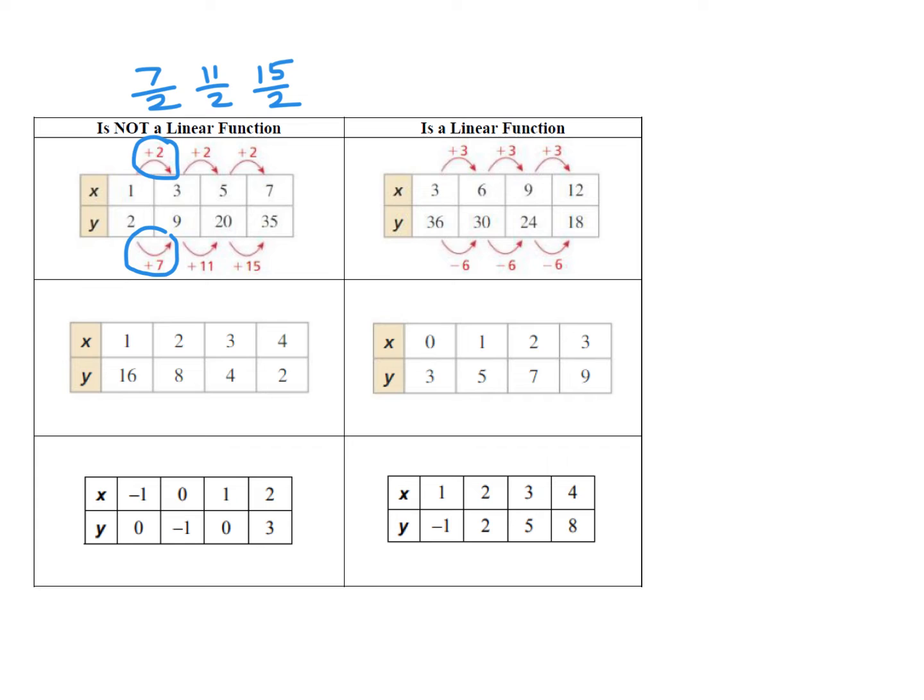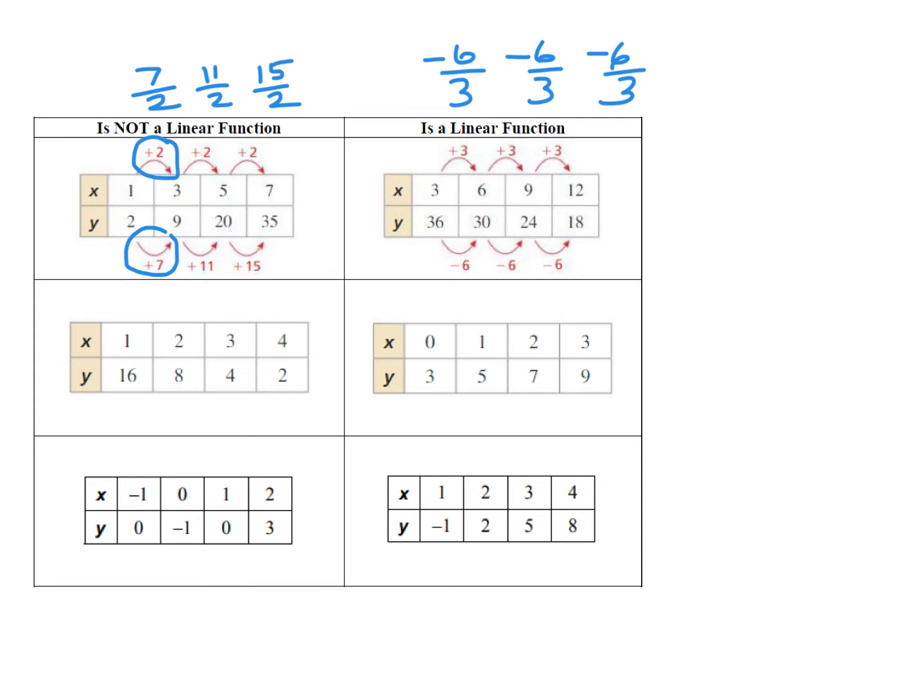Now, in contrast, let's look at the one right beside it. With the first two, you have a change of -6 in the y over 3 in the x, and then the next one, -6 over 3, and the next one, -6 over 3. And obviously, those are all equal to each other. So that is a constant rate of change. That's going to give you a straight line on the graph.